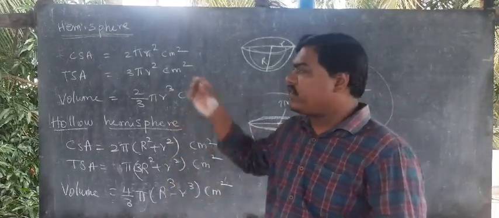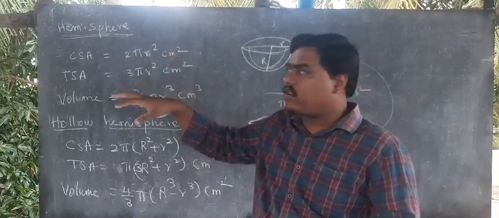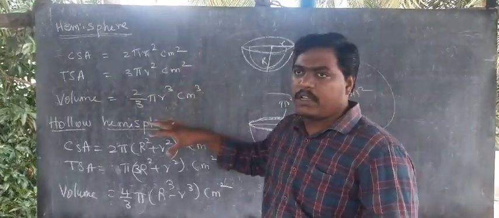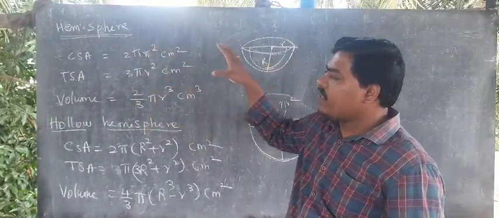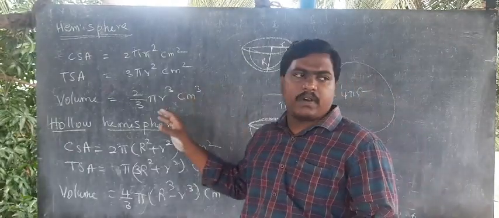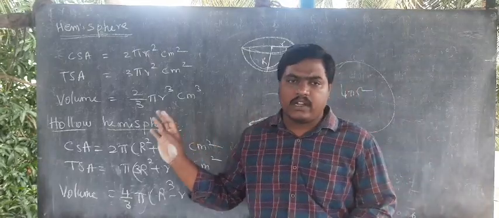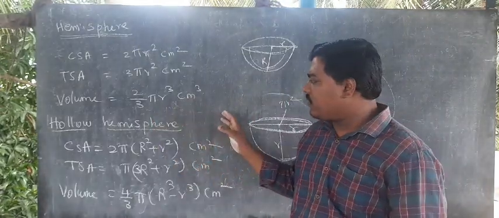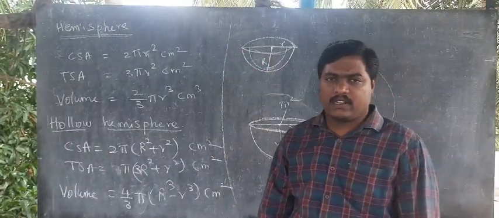Clear? So I wrote first the cylinder and hollow cylinder, then the cone and frustum of the cone, then the sphere and hollow sphere, and then the hemisphere and hollow hemisphere. For each shape we have CSA, TSA and volume. Like this you mention the formula and then prepare, and you can easily memorize it. Without the formula we can't do the sums and find the answer. Clear? Thank you.